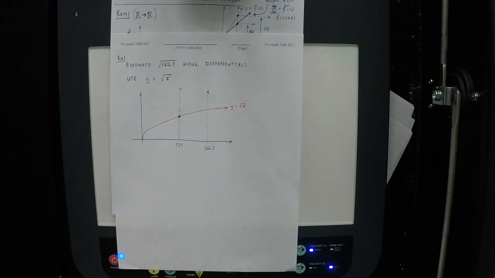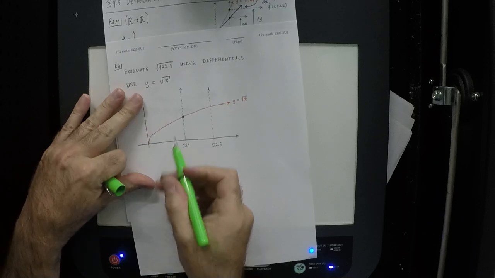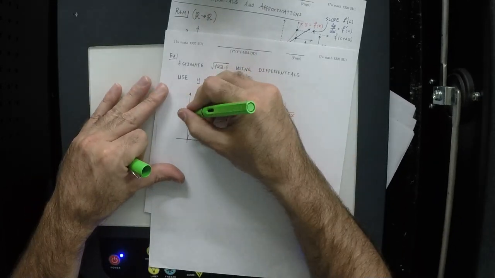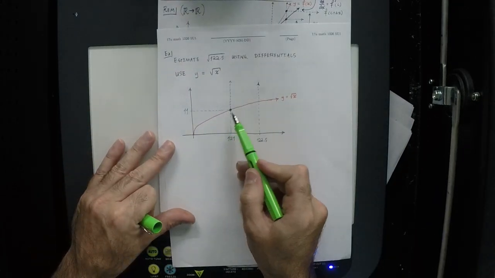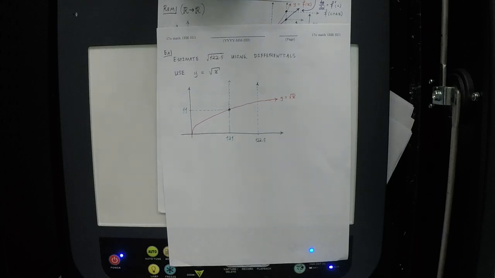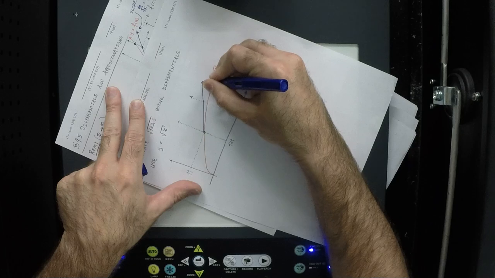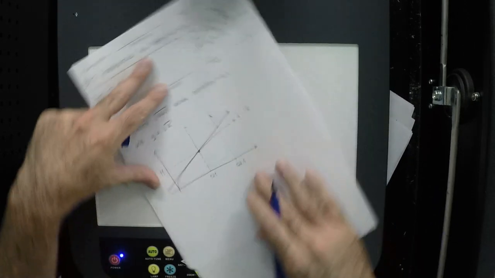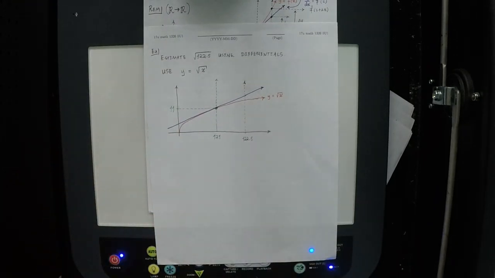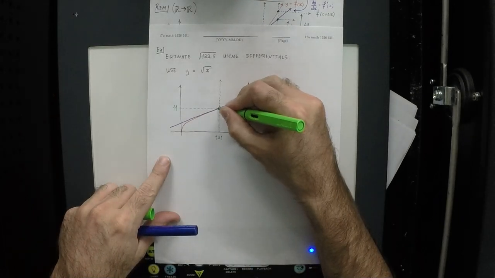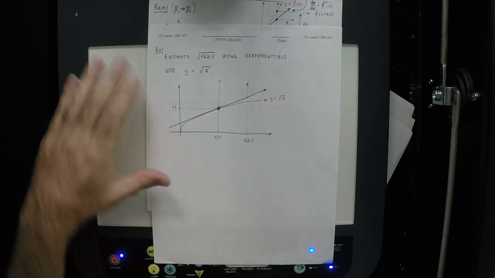Now, because 121 is easy to deal with, we already know what the output is going to be when we use 121. What's the output? 11. And what we're going to do is, at that point, we're going to attach the tangent line. So the tangent line looks something like this. And we're going to use this value right here. It's a little bigger. We're going to use this value as our estimate.